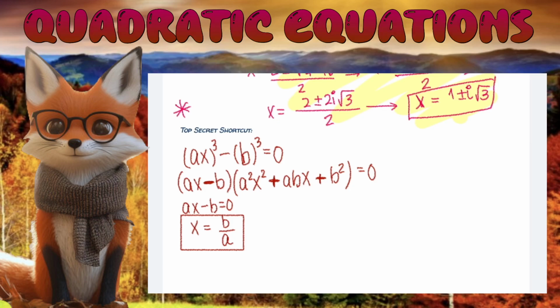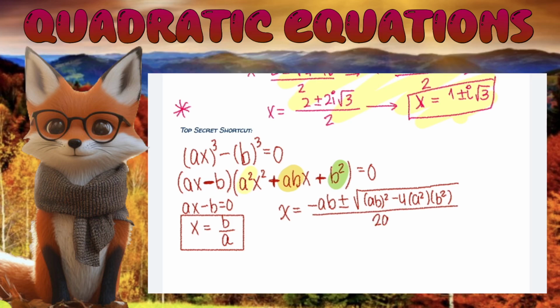Here, I'm going to do the quadratic formula. Here's my a, it's a squared. Here's my b, it's ab. And here is my c, it's b squared, okay? So like I told you, I'm going to derive this for us. x equals negative b plus minus the square root of b squared minus 4ac, all over 2a. Next, x equals negative ab plus minus.